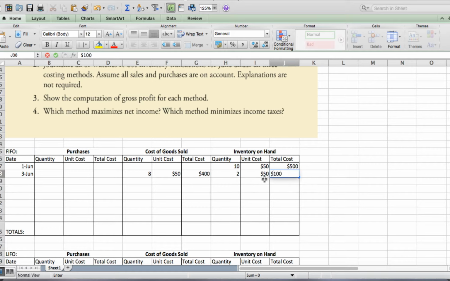So I have $100 worth of inventory left. And to show that this is no longer accurate, I'm just going to highlight that. Okay, so that highlighted portion is no longer accurate. What I actually have in inventory is this next line down. Okay, so that's the June 3rd transaction.